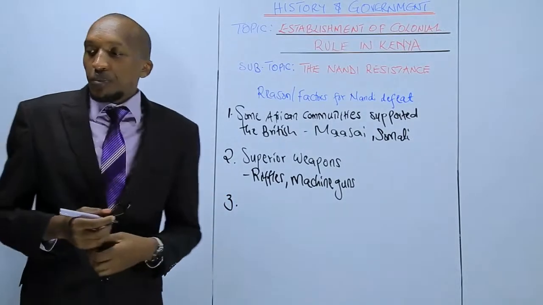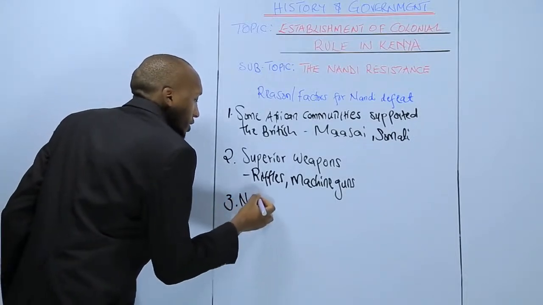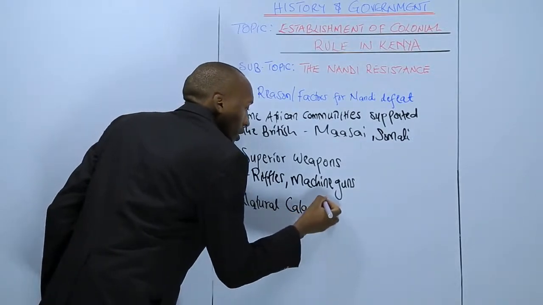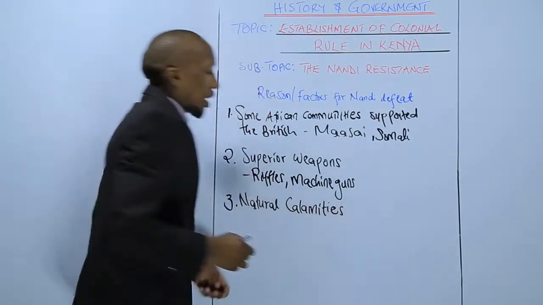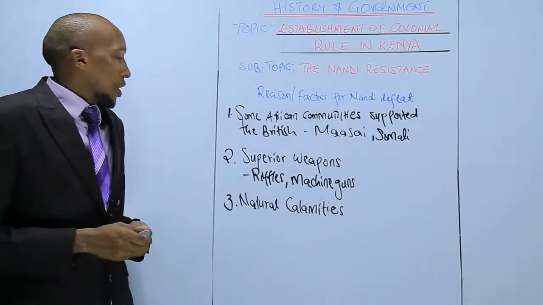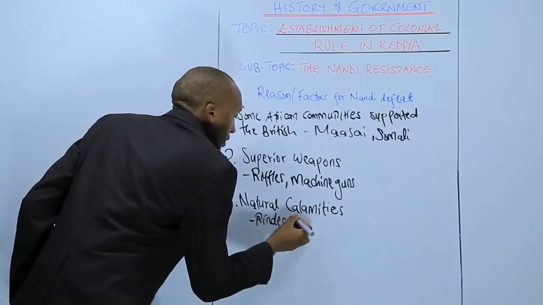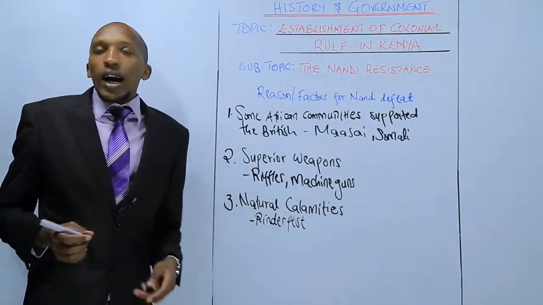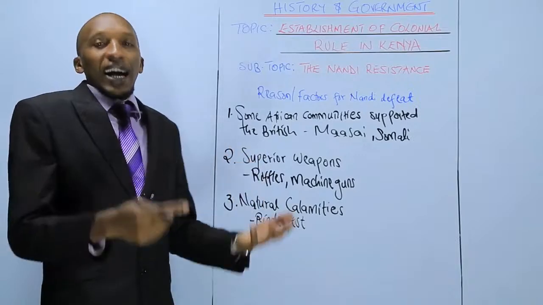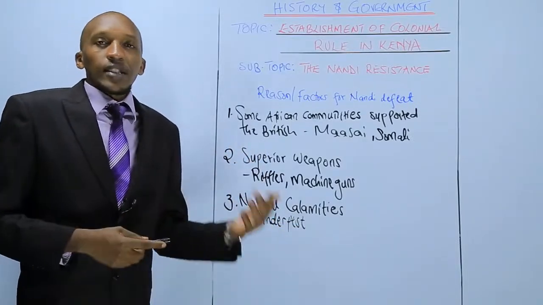Apart from the superior weapons that they had, there were natural calamities. There were natural calamities that made them be defeated. An example is the rinderpest. The rinderpest attacked their animals and led to most of the animals dying, thus making them lack food. So when they were attacked by this pest, they were unable to sustain their economy.